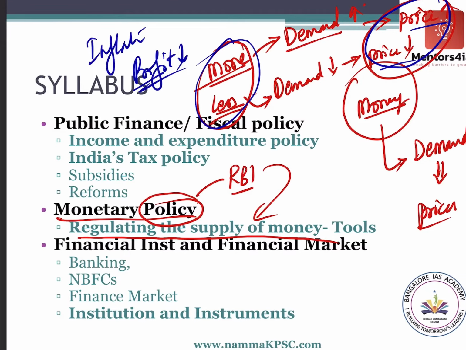The main objective of monetary policy in India is price stabilization. We need to have a stable price. There should be no inflation, nor should there be low price. We should have the right amount of price. So business also should make profit, and the consumers also should get these commodities at the right amount of price. That is the objective, and this is done by RBI.